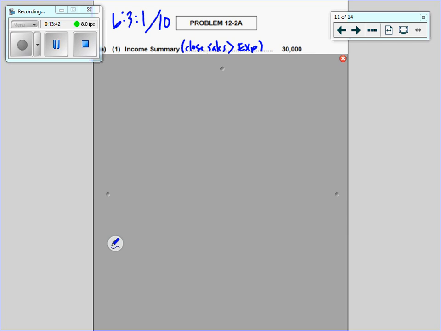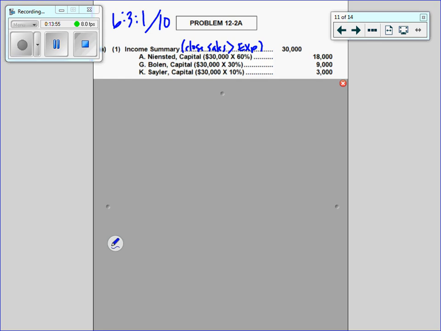So if we list our 3 partners, we have Art Nienstedt, Greg Bolin, and Krista Saylor. Okay. Each of their capital gets credited if we're looking at net income. And I'd be okay with Nienstedt, Bolin capital, or Saylor, comma capital for each of them. The $30,000 was of course the net income. We knew the 6:3:1 ratio was 60%, 30%, and 10%. So in this independent scenario, this is how they shared the net income.